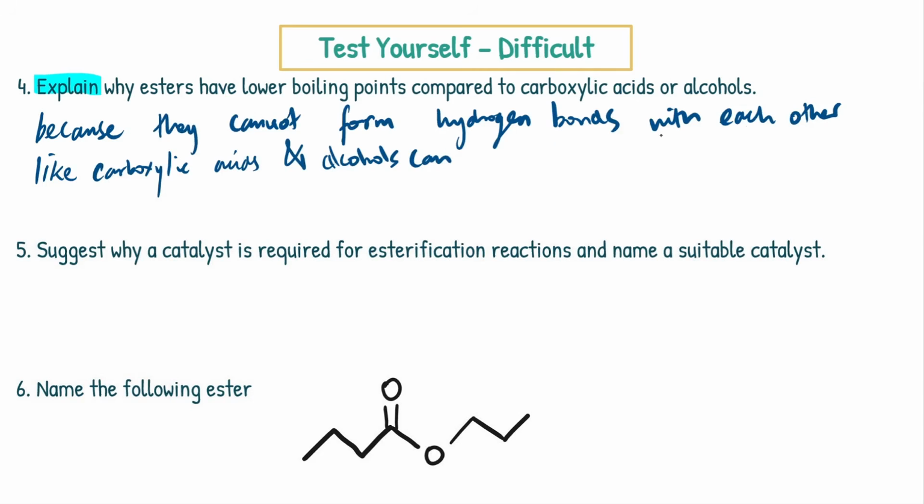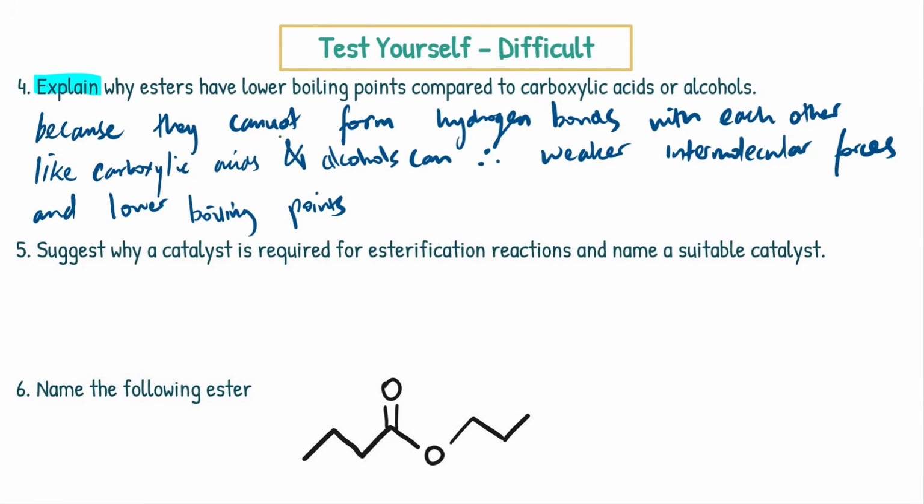Okay, so they cannot form hydrogen bonds with each other like carboxylic acids and alcohols can. Therefore, it means they have weaker intermolecular forces and lower boiling points, okay? All right, done. What would our keywords be here? Cannot form hydrogen bonds. This is key, okay? You need to know this.